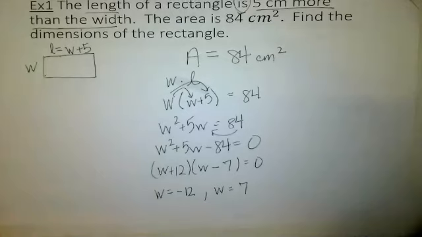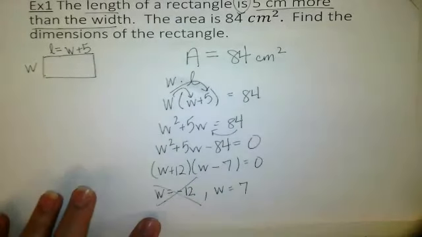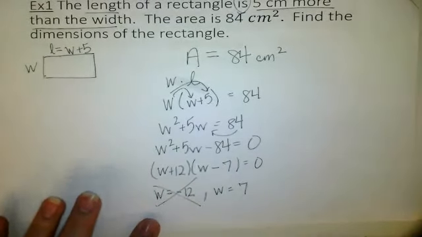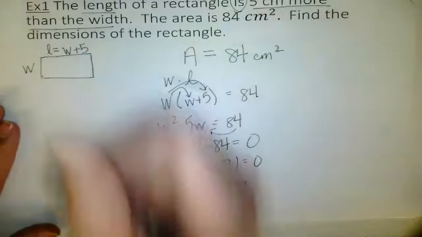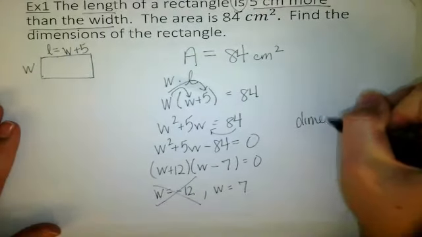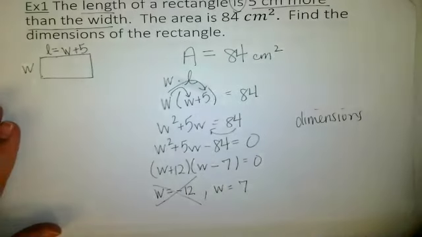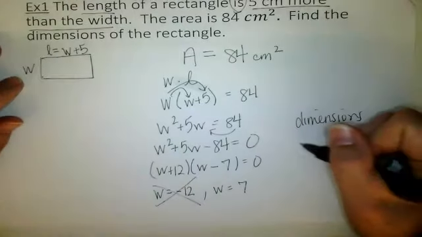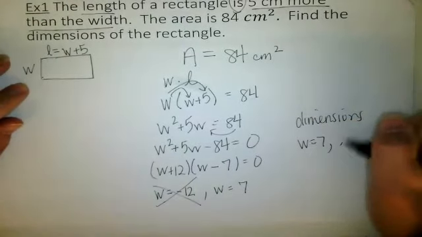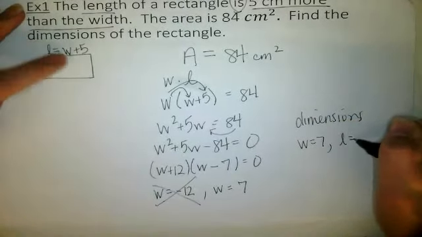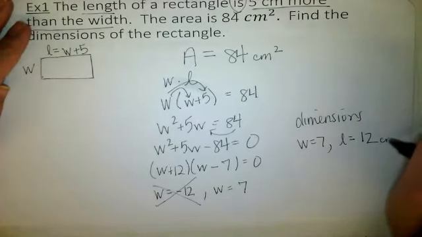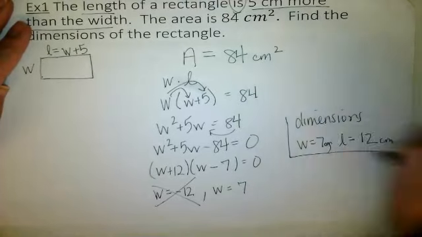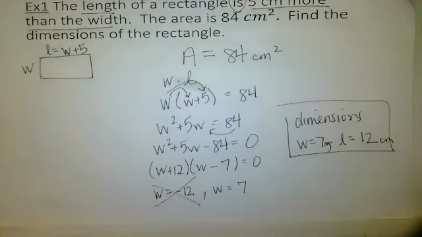Which one should we disregard? It doesn't make sense, right? We can't have a negative length. So that means when they ask for the dimensions, what are they asking for? The length by the width. So the width is 7. What's the length going to be equal to? 7 plus 5, plugging it back in, 12 centimeters. So there you go: 7 centimeters by 12 centimeters.